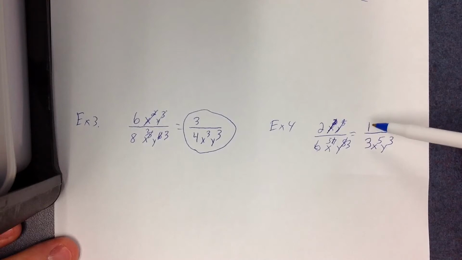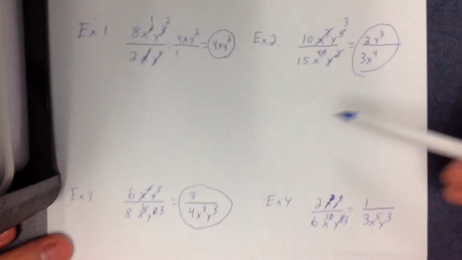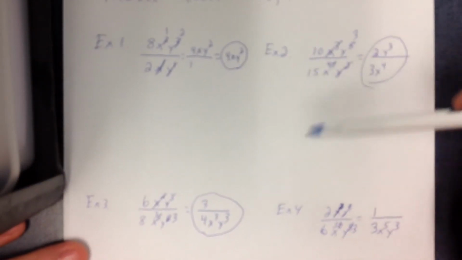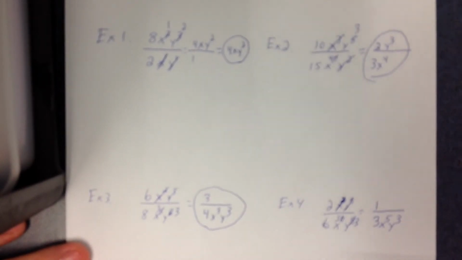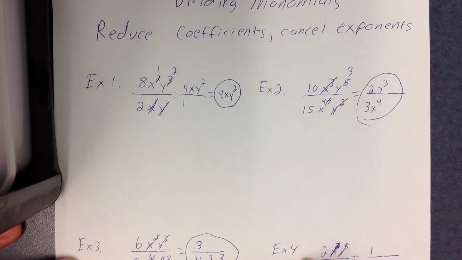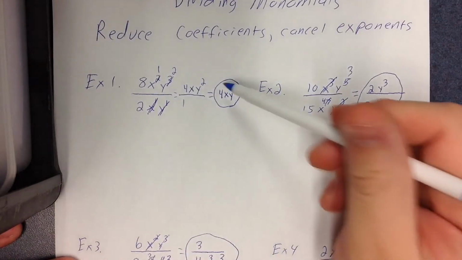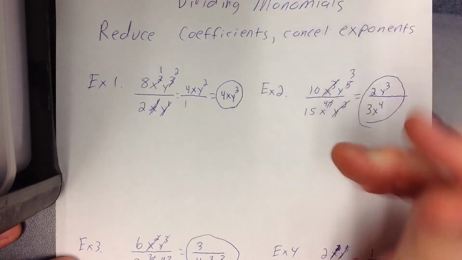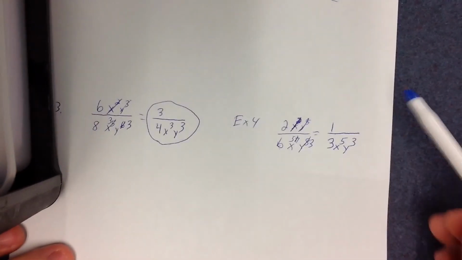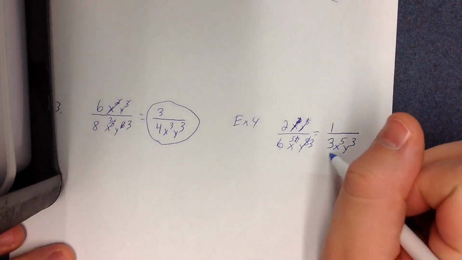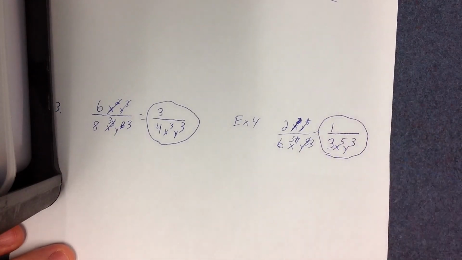Now if we end up with 1 on top, that 1 has to stay there. In example 1, we had 1 on the bottom, but anything divided by 1 is what it's left over. If we have 1 on top, it has to stay. So the answer is 1 over 3x to the fifth y to the third.